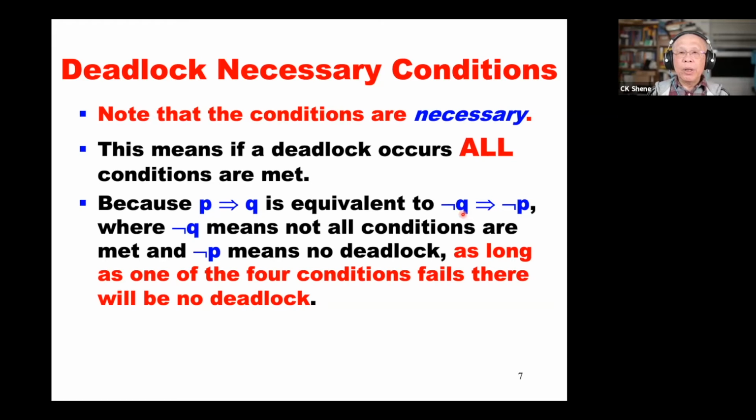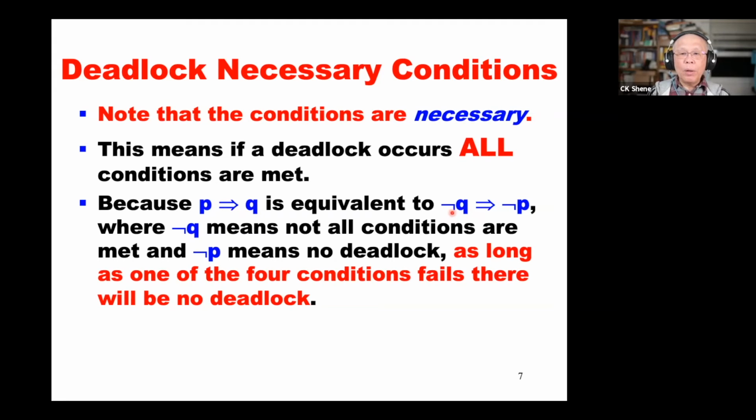So not Q here means the negation of mutual exclusion is no mutual exclusion. The negation of hold and wait means no hold and wait. That is, some processes do not hold something while waiting for something else. The negation of no preemption is that we can preempt the resource. That is, if a process is granted some resources, the system can take one of them away. And finally, no circular waiting, that is obvious.